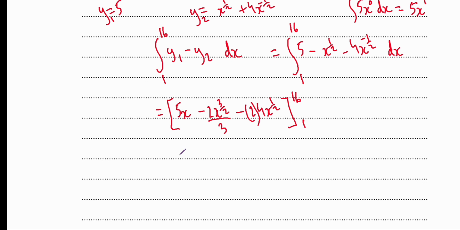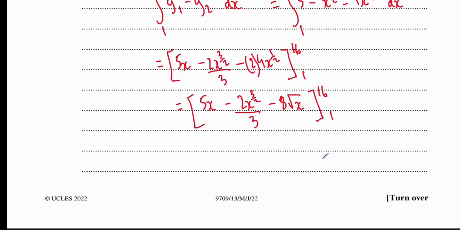So let's see what happens now. So now we have 5x minus 2x to the power 3 over 2 divided by 3 minus 8 square root x, all between 16 and 1. So if you put 16 in, you get 16 times 5 is 80, minus 16 to the power 3 over 2 is 64 times 2 is 128, divided by 3 is 128 over 3, and then minus 32, because square root of 16 is 4, 4 times 8 is 32, and then minus 5 times 1 is 5, minus 2 over 3 minus 8.